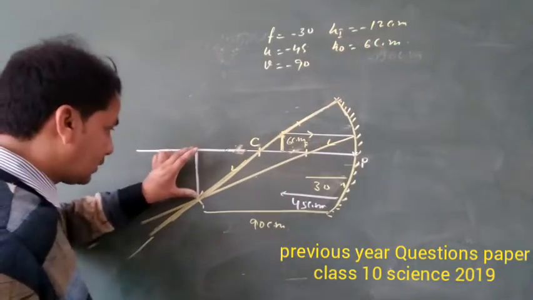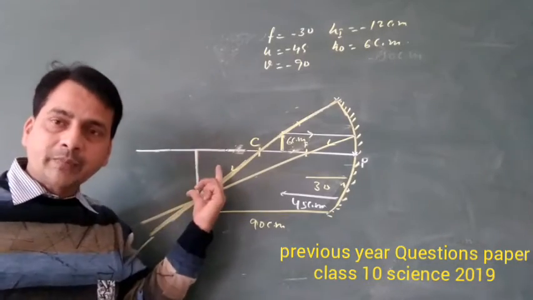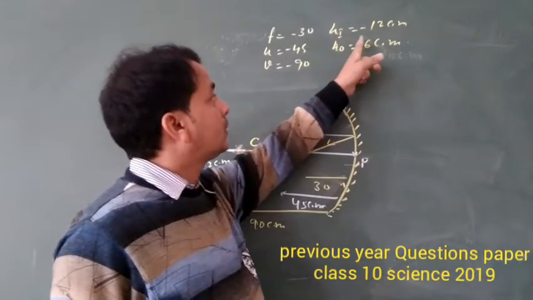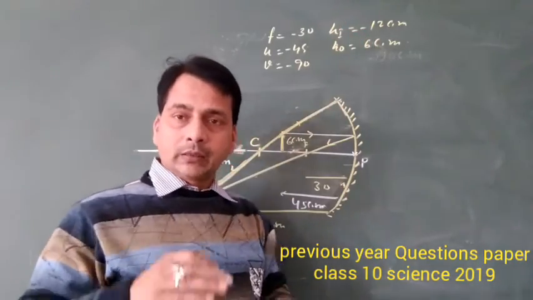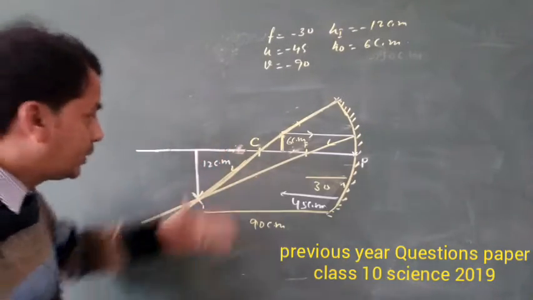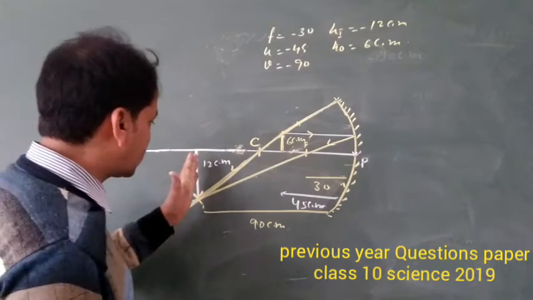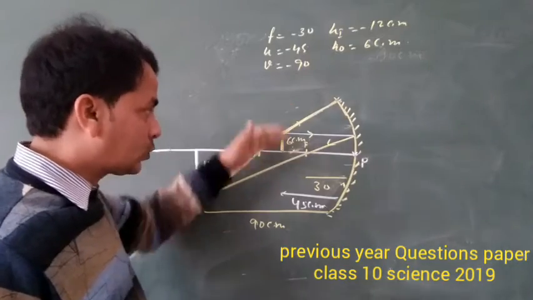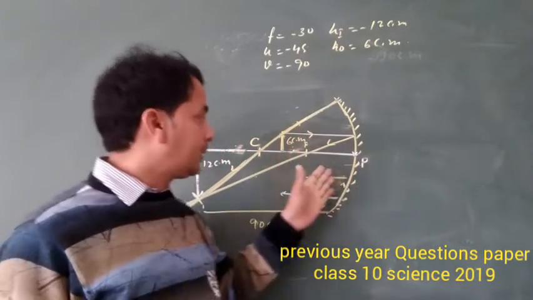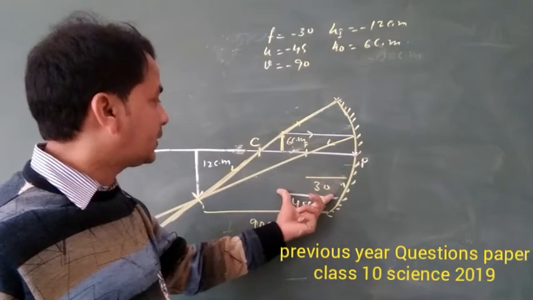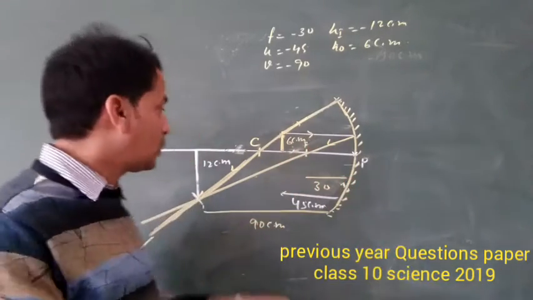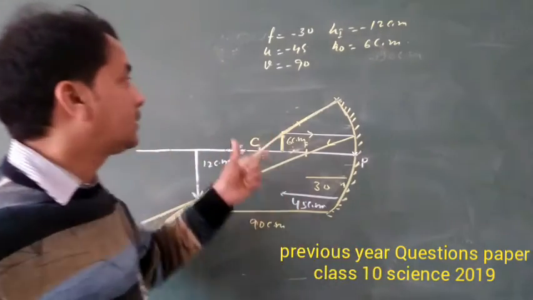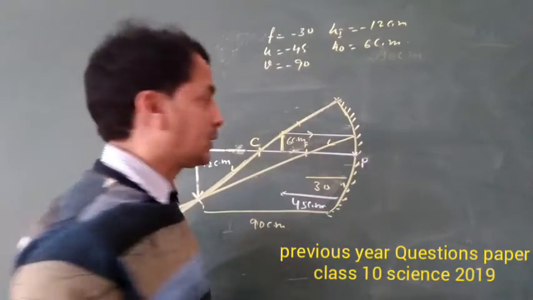So here the size of the image is 12, and the negative sign also indicates the direction of the image is below the principal axis. So here the 12 centimeter image size, and the object size is also given in the question, 6 centimeter, object distance 45 centimeter here, and focal length is 30 centimeter. So this ray diagram also depends on this information.